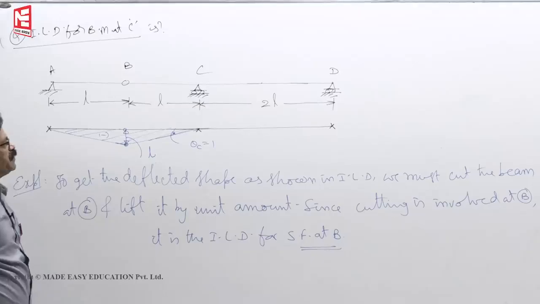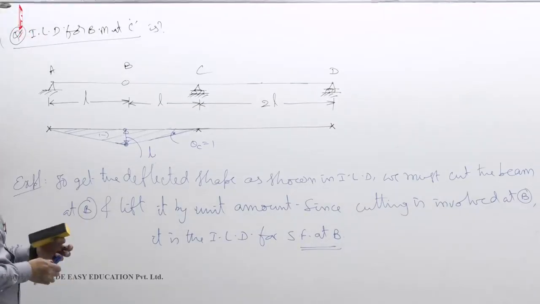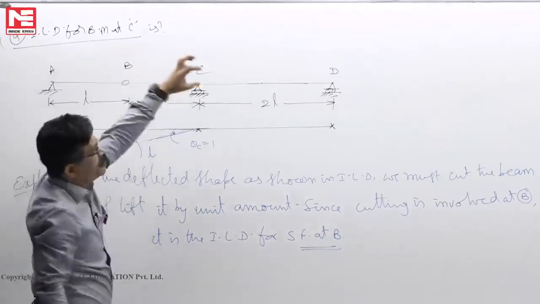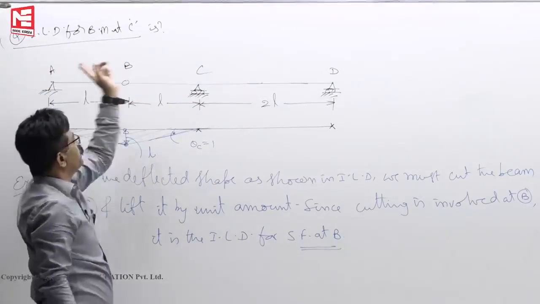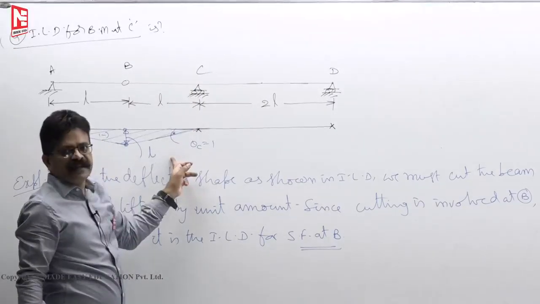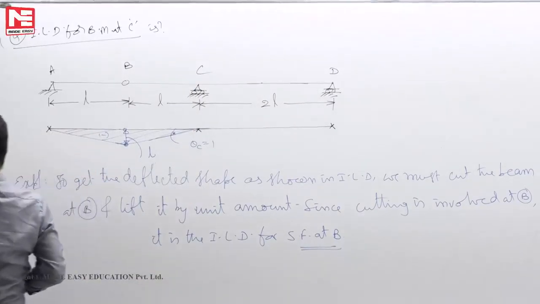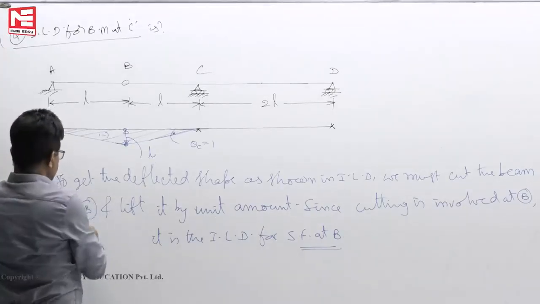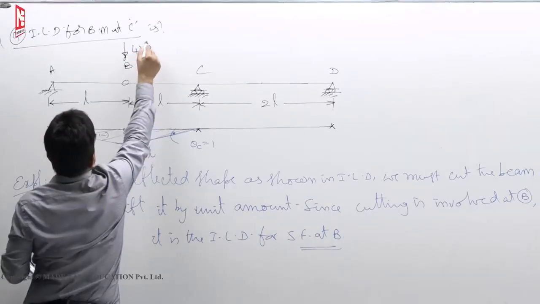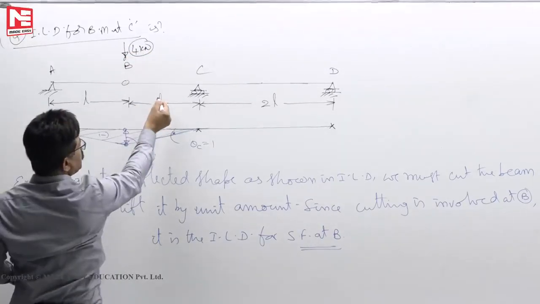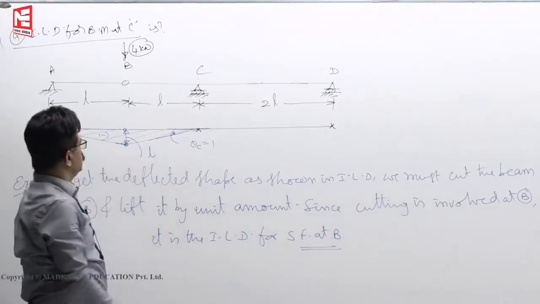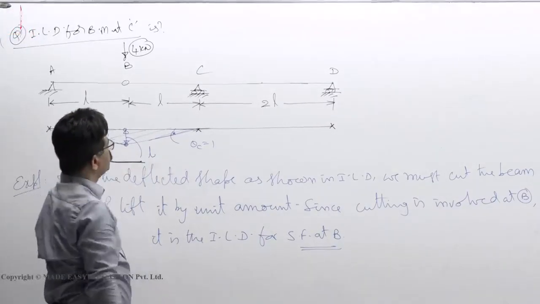In one paper, they simply asked what is the ILD for bending moment at C. In another paper, a load of 4 kilonewton is moving from left to right. What is the maximum bending moment at C? Then first you have to draw this ILD. Then for the 4 kilonewton load, you keep the load at the maximum ordinate, so it is 4 into L, or if the length is 2 meters, 4 into 2. So this is the ILD for bending moment at C.